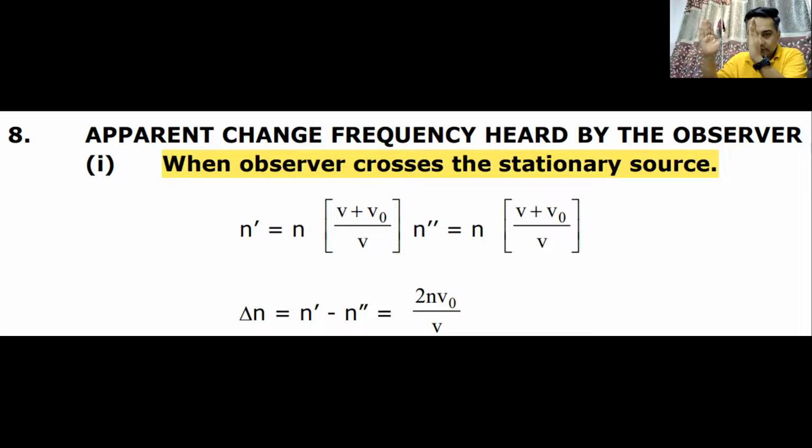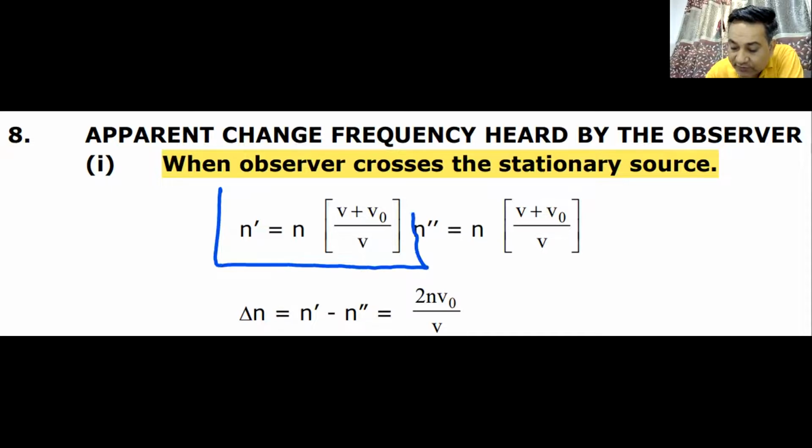The observer is crossing a stationary source. So in the first case, it will be moving towards the source, and in the next case, it will be moving away. I mean, the case is only one. Before crossing the source, it will be moving towards the source. After crossing the source, it will be moving away from the source. So between before crossing and after crossing, we will hear an apparent change in frequency. This is the formula when he is moving towards the source.